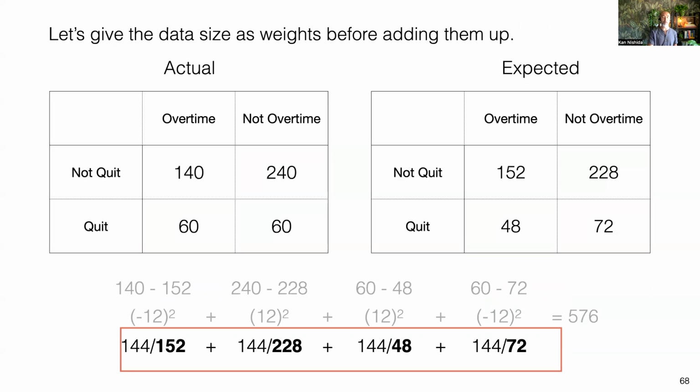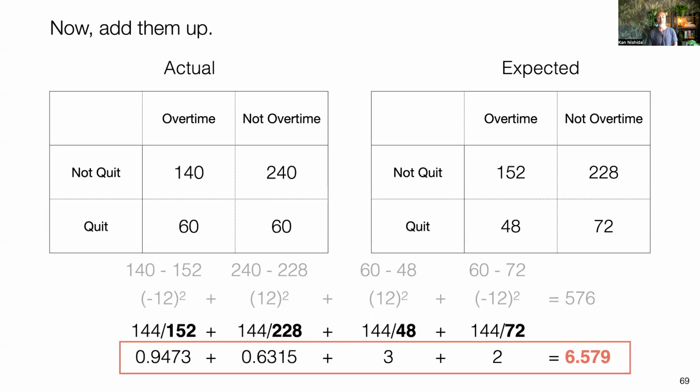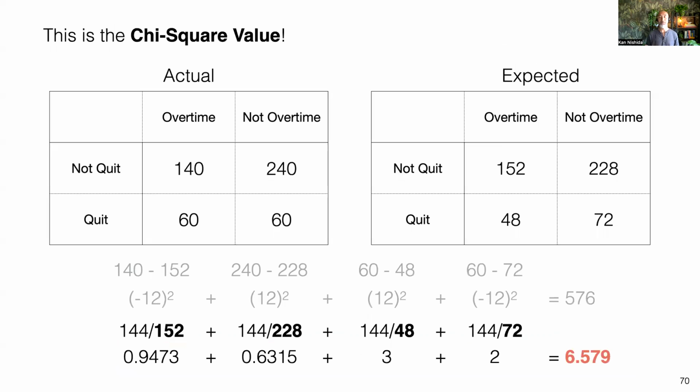So at the bottom left-hand side, it says 144 divided by 152. That 152 comes from the expected value of overtime and not quit. And we do the same thing for each cell. Basically, we want to express the difference as a percentage. Then we calculate that, and finally add these numbers up. In this case, it becomes 6.579. So this is the chi-square value.